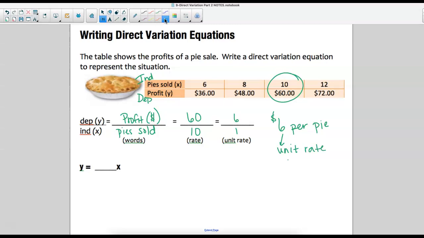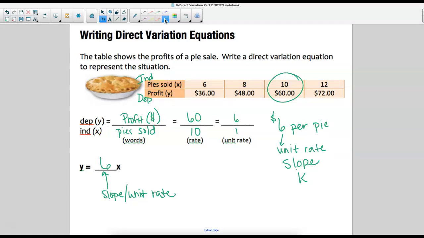Okay, this is the unit rate, also known as the slope, also known as the letter k, the constant of variation. So if I'm going to write the equation y equals something x, the number that goes here is whatever the slope or the unit rate is. So what's the equation? Lexi. y equals 6x, because that's the slope.